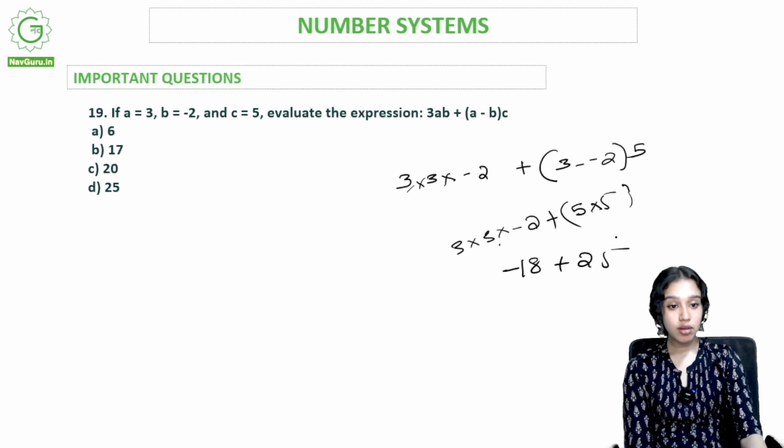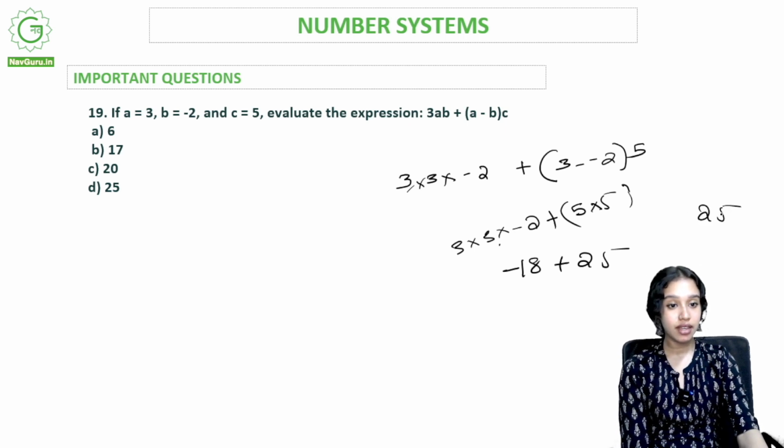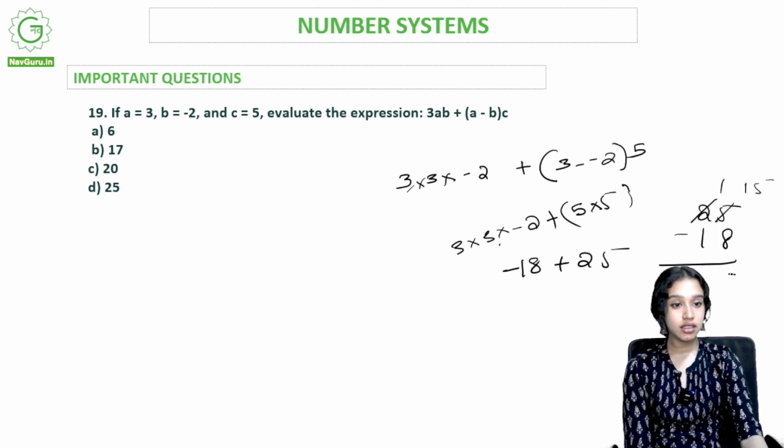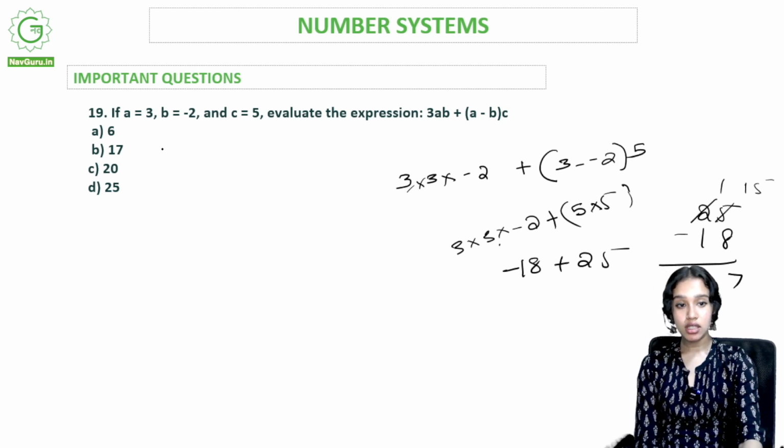Now when we add both of these, let's see what we get. It's 25 minus 18. So this becomes 15, this becomes 1. We get 7 here.